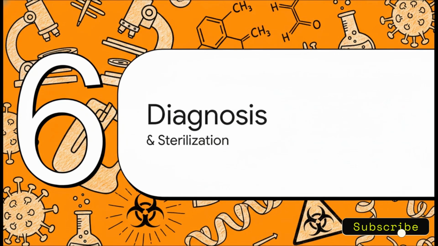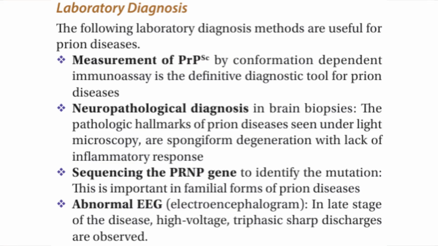Okay, let's wrap this up with the super high yield points on how we diagnose these things and the massive, massive problem of how to get rid of them. So, while a brain biopsy that shows that spongy change is a key finding, your definitive diagnostic tool is an immunoassay that is specifically designed to detect the bad guy, the misfolded PrP scrapie protein. And don't forget that classic finding on an EEG in the late stages of the disease, these high voltage, triphasic sharp wave discharges. They're very characteristic.